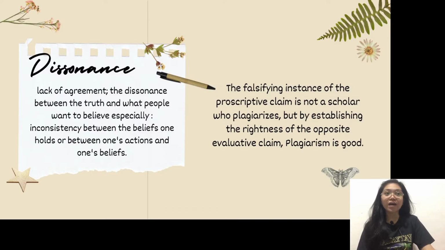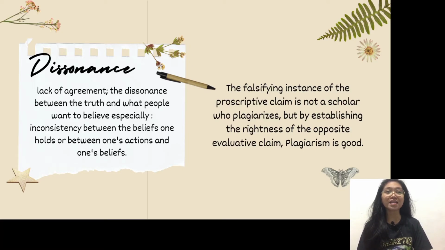Or otherwise, you would be guilty of dissonance or the lack of agreement. There is a dissonance between the truth and what people want to believe because there is an inconsistency between the beliefs one holds or between one's action and one's beliefs. So going back to the claim that plagiarism is wrong, there is a strong intersubjective consensus that if you accept the evaluative claim plagiarism is wrong, then you must also accept the prescription do not plagiarize is right, so that there is a consistency between your beliefs and the truth.